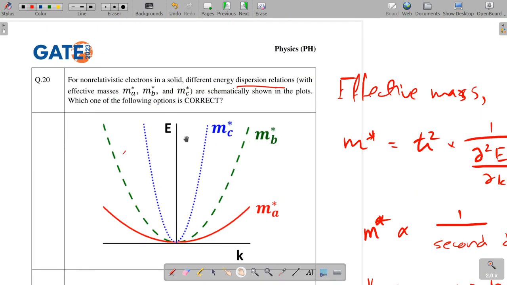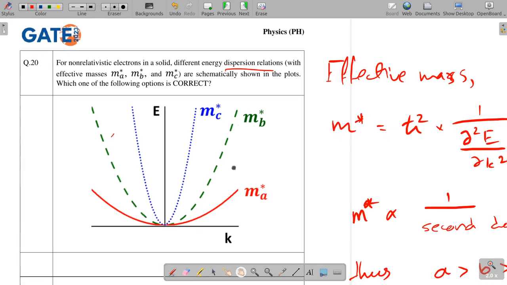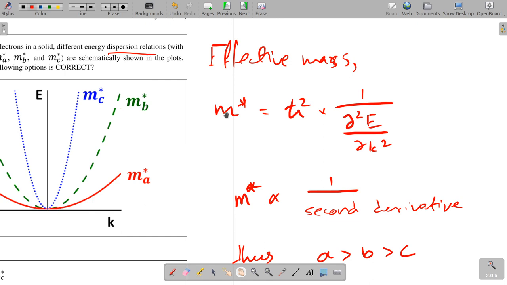So what is m star? Basically it is the effective mass. You have to know what the effective mass is and how to get it from the dispersion relation. It's actually a very easy question. The effective mass m star is given as h square divided by del square E by dou k square, so it's the inverse of the second derivative of the energy. You take the dispersion relation, E as a function of k, take the second derivative and take the inverse.